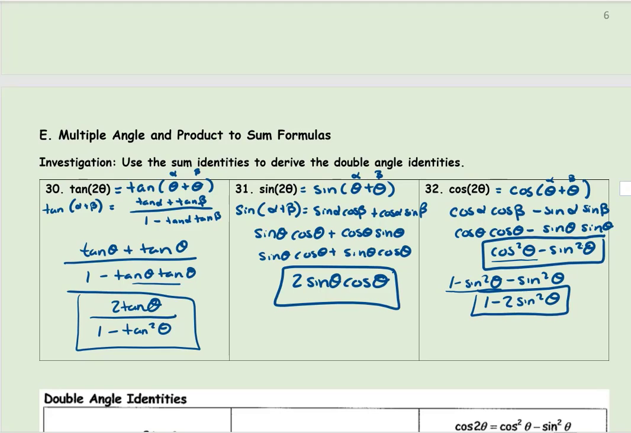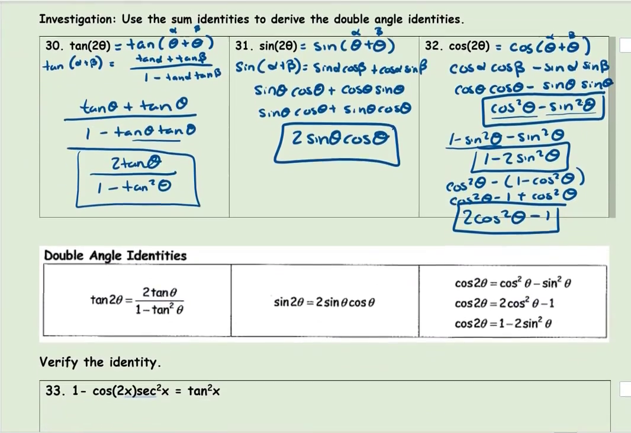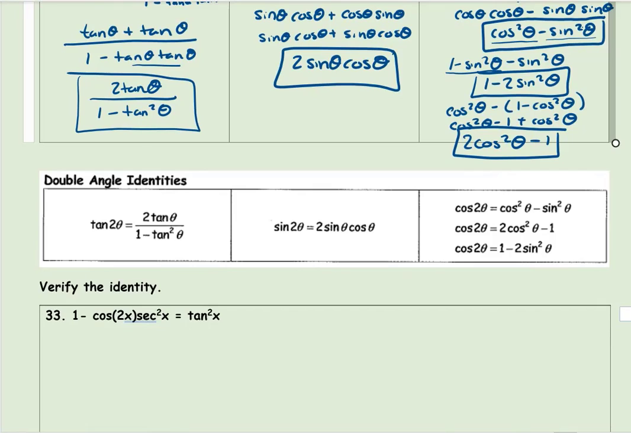We can rewrite this negative sine squared theta as cosine squared theta minus 1. So we have cosine squared theta plus cosine squared theta minus 1, and we're just squeezing it in down here. That's going to give us 2 cosine squared theta minus 1. So as you can see, cosine of 2 theta gives us 3 different formulas. Now, these are just little proofs. I want to show you guys how we got there, okay? These you're going to use. These are all your double angle identities.